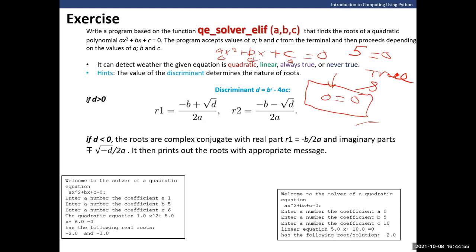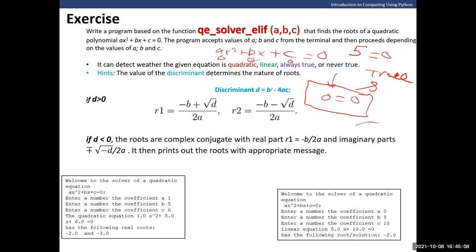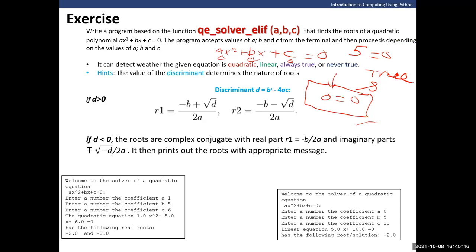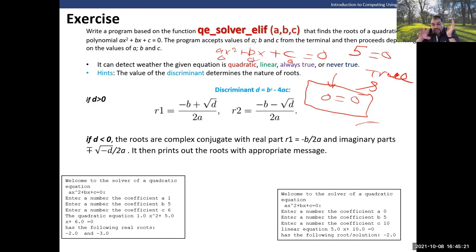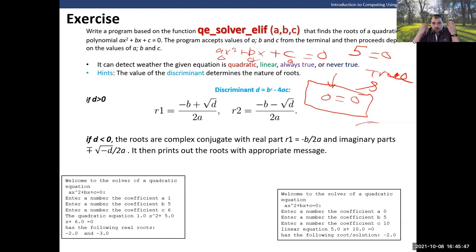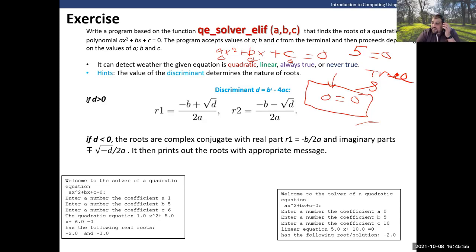No, okay, so exactly, look at me. Based on the coefficient value, we can determine. So if A is equal to something, do you agree with me? That means the equation is quadratic. So regardless of the value of B and C, it's always quadratic. If A is equal to zero and B is something not equal to zero, that means it's linear. Don't you agree? Now if A and B and C are equal to zero, it should print always true. And if C is not zero, we have never true. Okay, and the discriminant here will help us, guys.